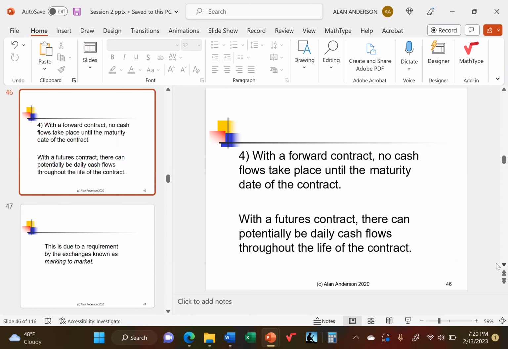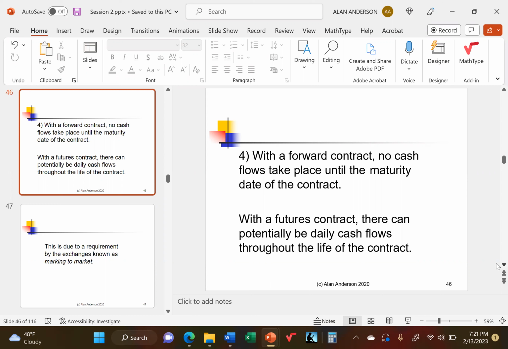And then with the forward contract, this is the marking to market part. With the forward contract, once you've locked in a price, no cash will change hands until the actual delivery date. So you agree to buy gold in 6 months for $1,500 an ounce. And then in 6 months, you pay the $1,500 and you get your gold.